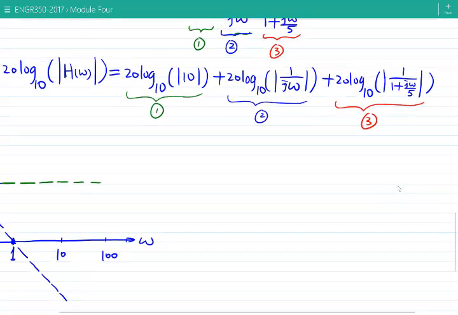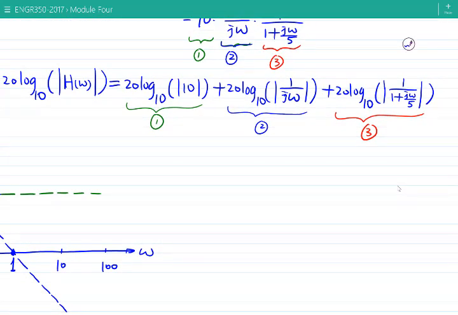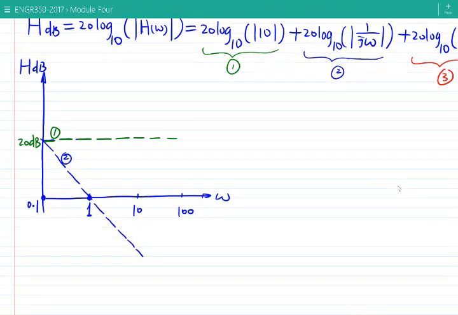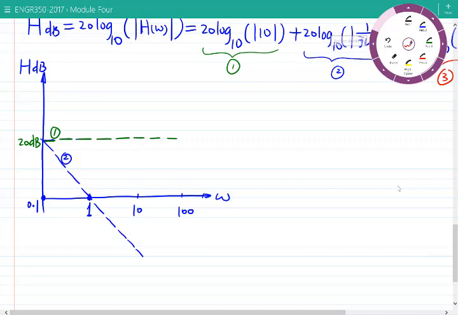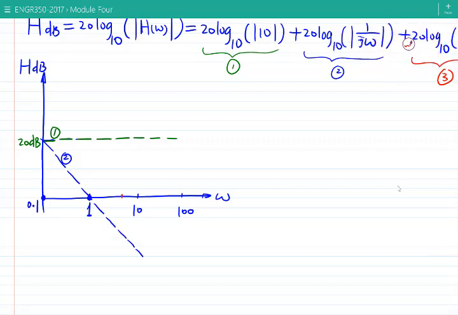So for factor number 3, basically it is a first order pole. For a first order pole, we have two asymptotic lines. When the frequency is really low, we have 0 dB. When the frequency is really high, we have a straight line with the slope of minus 20 dB per decade. These two asymptotic lines cross at the corner frequency. Here, the corner frequency is 5. So let's first put the corner frequency somewhere here.